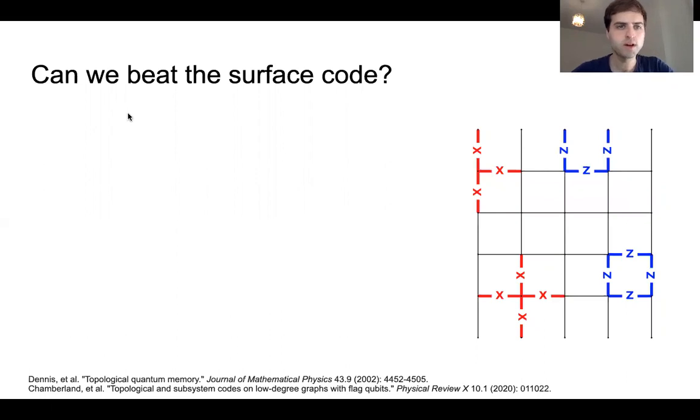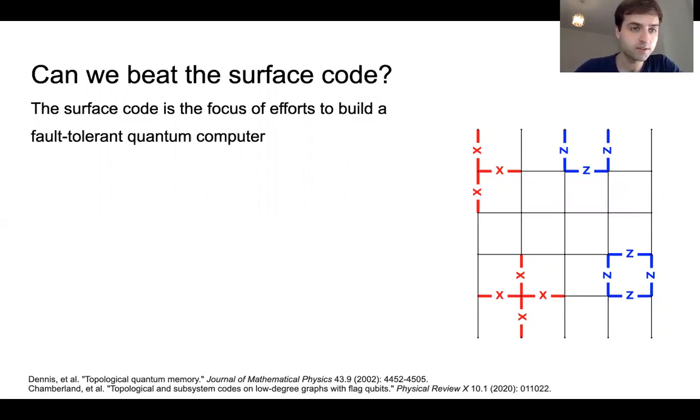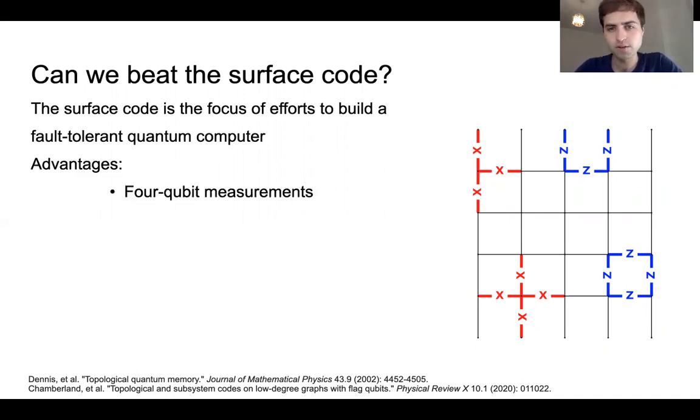So the motivation for this work is that we'd like to see if we can beat the surface code. Now, the surface code is the focus of many efforts to build a fault-tolerant quantum computer, and that's because it has many advantages. One is that it requires only 4 qubit measurements, so the check weight of the stabilizers is 4. It also has a really good threshold compared to most codes, of around 1%.